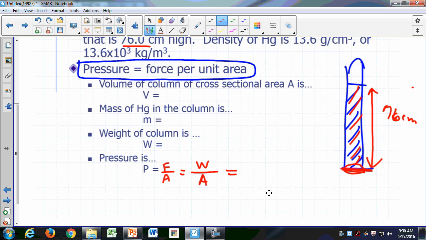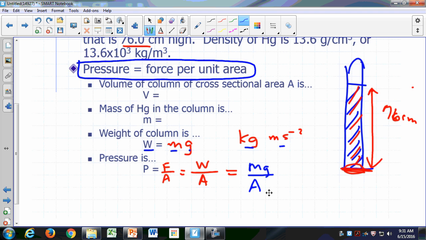Now, what's weight? If you recall, it's mass times acceleration due to gravity, mg. The SI unit for that is kilograms times meters per second squared. The gravitational force on an object by Earth is equal to the mass of the object times the acceleration due to the pull of gravity. So this is mg divided by the area.